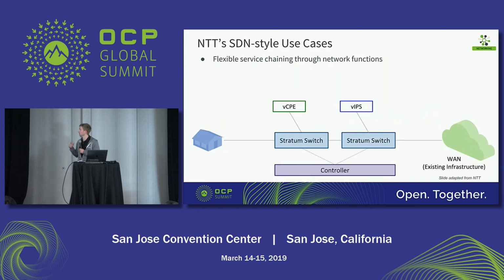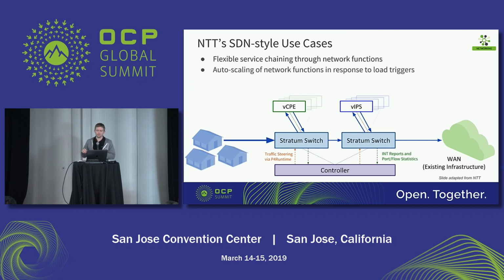The last use case in the SDN category we'll talk about today comes from NTT. The goal here is to provide flexible service chaining through network functions. These could be VNFs, or they could be network functions that are on the networking devices you have. So first, traffic is steered through the network functions by the controller using P4Runtime, based on a policy that comes to the controller from an external system. The goal of this solution is to automatically scale the network functions in response to load triggers.